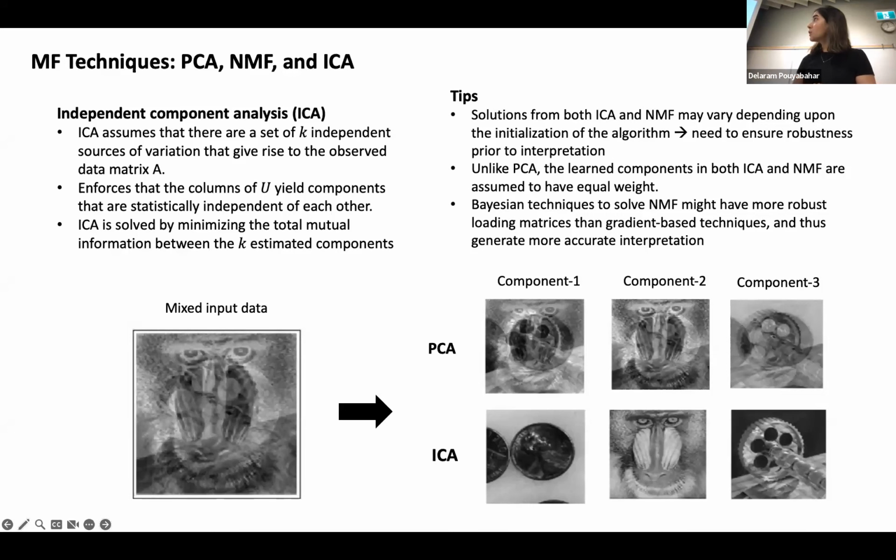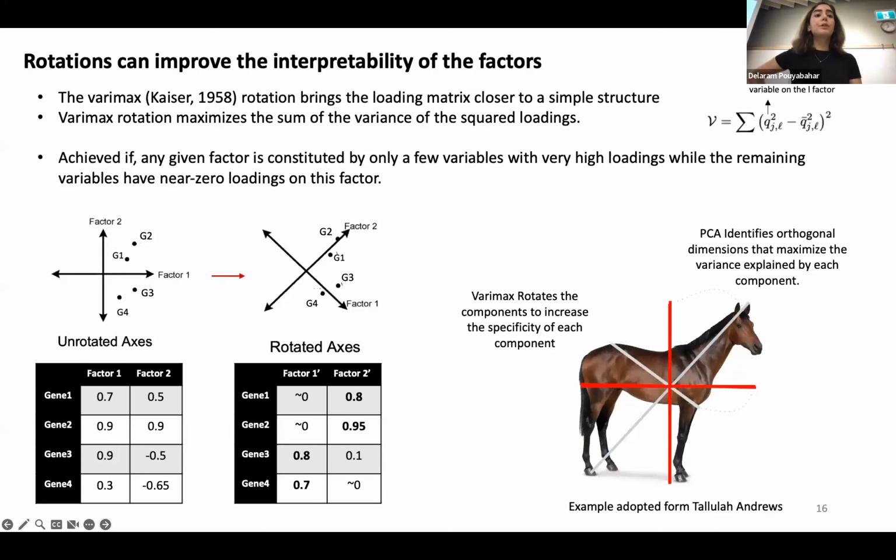And the last point about NMF is that there are some Bayesian techniques and Bayesian implementations of NMF, and it's been proposed in the literature that these methods might have more robust loading matrices compared to gradient-based ones. So maybe consider using Bayesian-based NMF approaches. And I'm going to briefly mention a single cell specific one at the end.